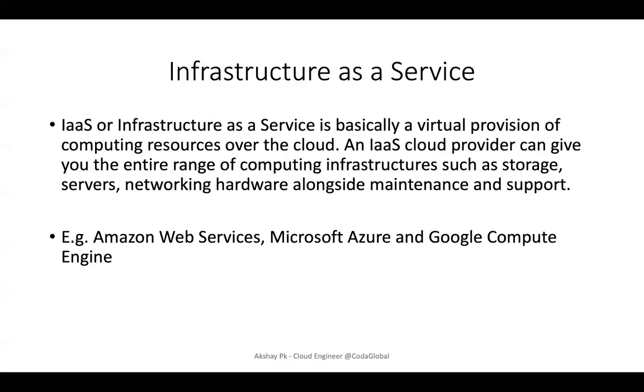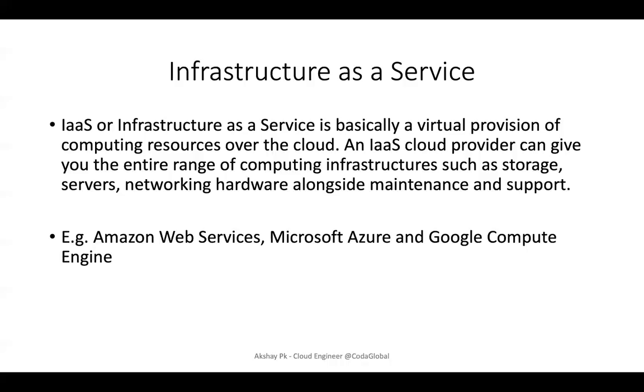The next one that we have is infrastructure as a service. This is where you manage literally everything by yourself, right? Infrastructure as a service is basically a virtual provisioning of a computing resource over the cloud. So you get the entire access to the underlying infrastructure along with the networking, the storage, and the server that you would like to manage and maintain. It's totally your responsibility. So the classic examples are Amazon Web Services, Microsoft Azure, and Google Compute Engine for Google Cloud Platform, right?